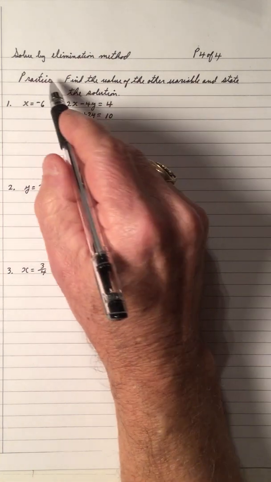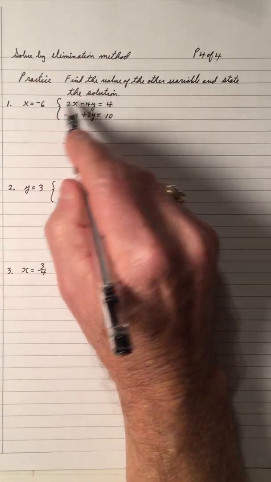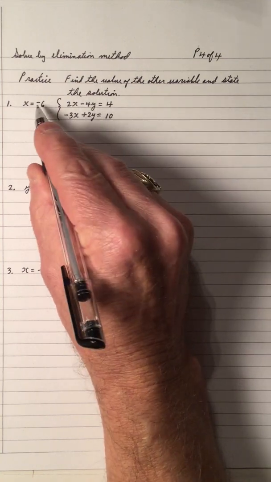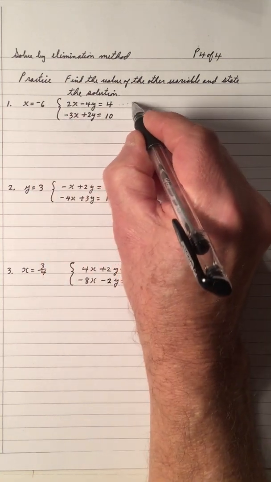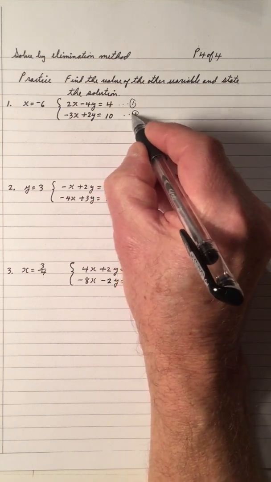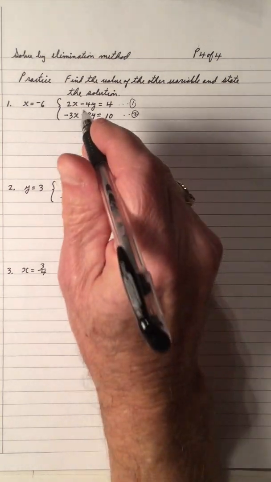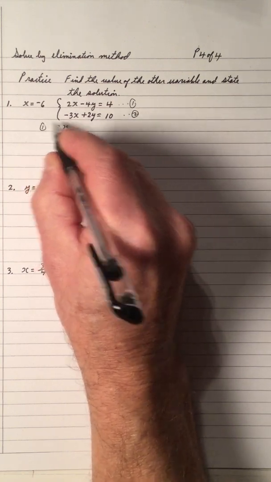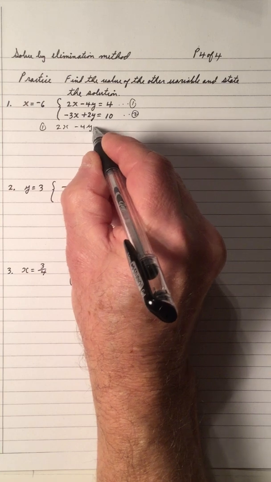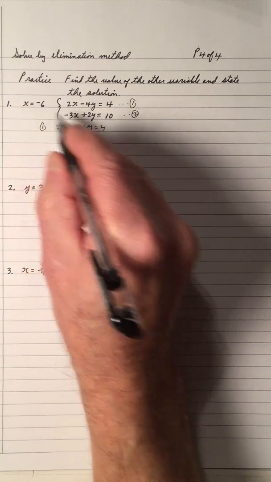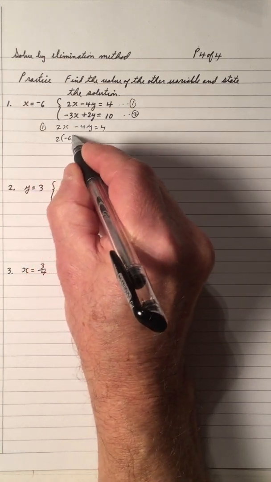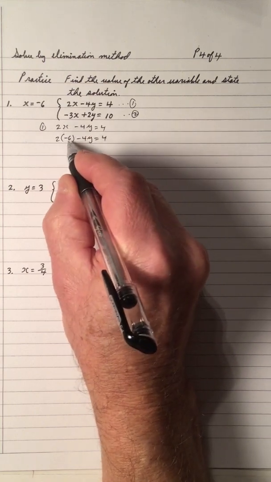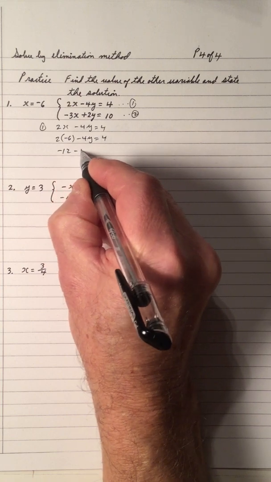The practice means you're going to solve these by elimination, but this is the fourth step. We're going to sub in, this is equation 1, this is equation 2, it's your choice. You can put it in number 1 or in number 2. Let's write down equation number 1. And I'm going to put in negative 6 for x. Negative 6 goes in the place of x. You multiply to get negative 12.